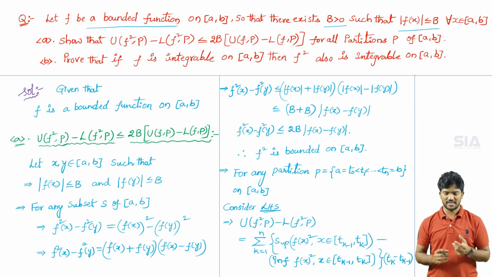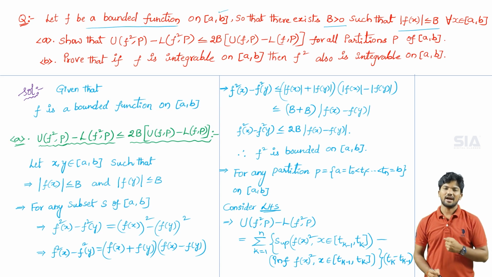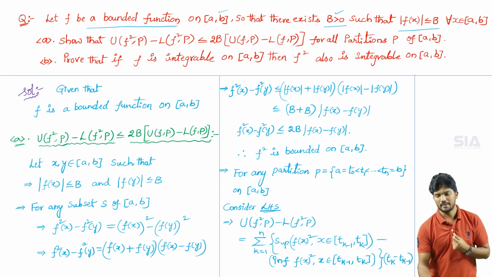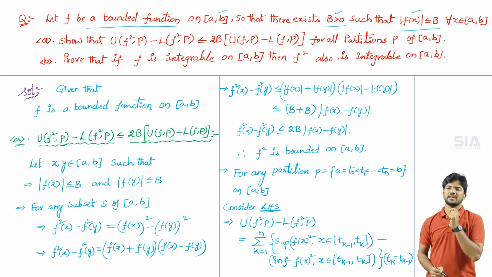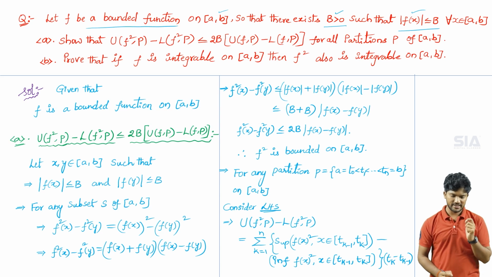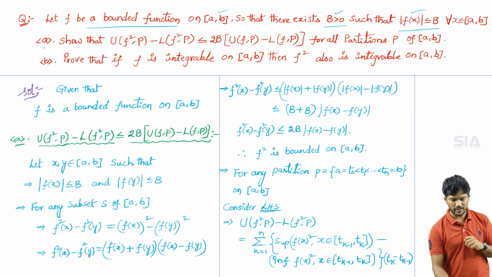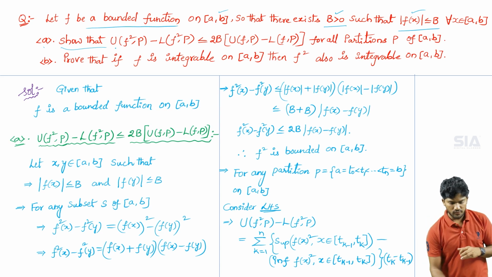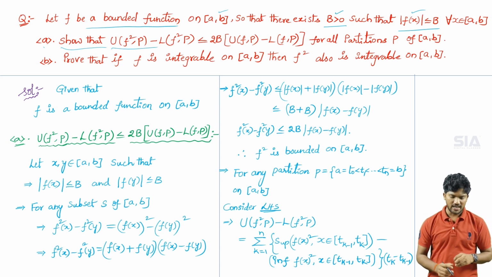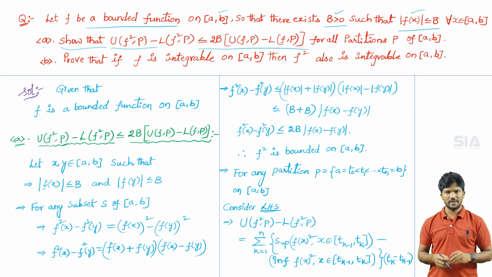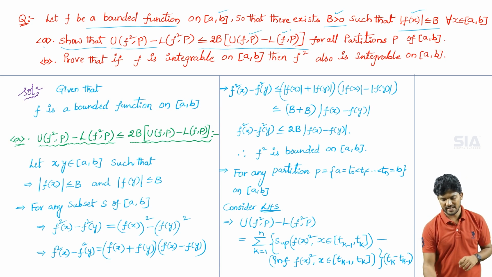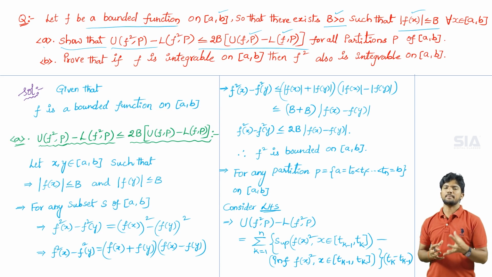f is a bounded function on the closed interval [a, b] and there exists a constant B greater than 0 such that |f(x)| ≤ B. That is the condition. With the help of that condition, we have to show the first one: show that U(f², P) − L(f², P) ≤ 2B (U(f, P) − L(f, P)) for all partitions P of the closed interval [a, b].